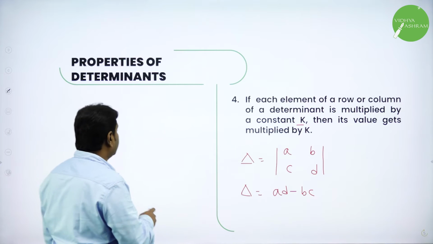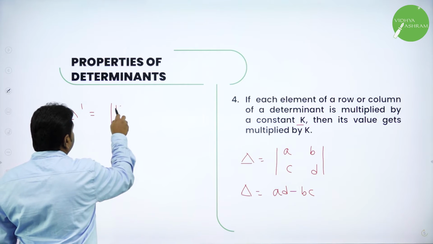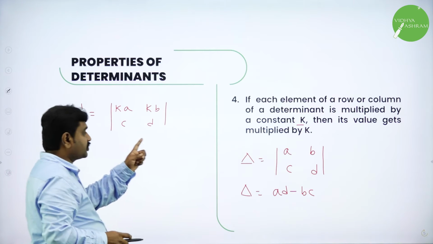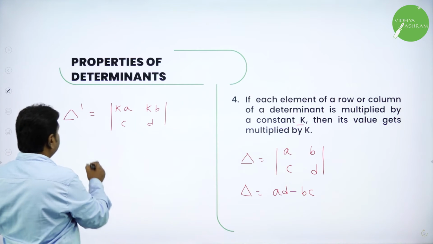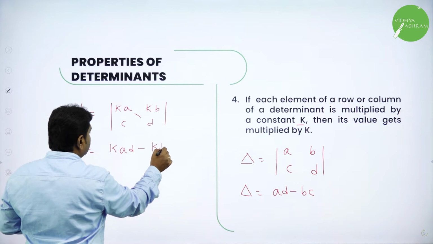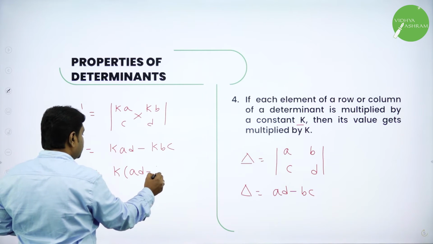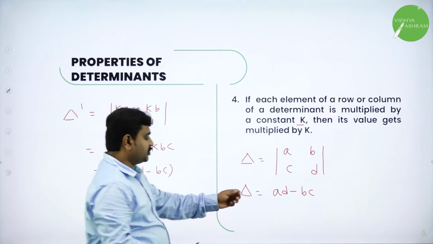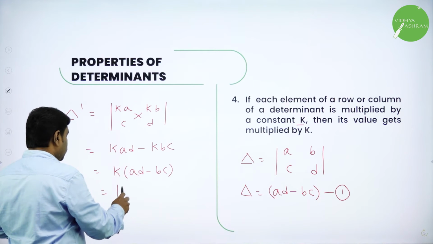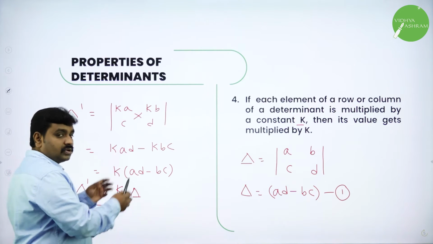Now I will take delta dash by multiplying k to the first row. It will become KA, KB and C, D. I am not disturbing the second row. Now expand this, it will become KA into D minus KB into C. So I can take k common. If I take k common, I will get k times AD minus BC, and AD minus BC is equation 1. In the place of AD minus BC, I can put delta. So now delta dash is k times delta. So hence we proved the property.